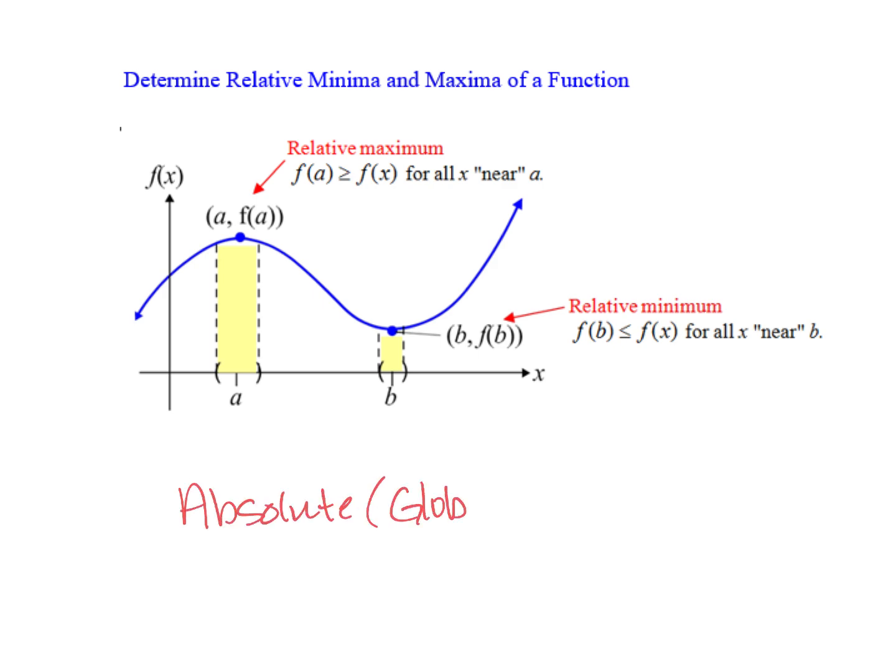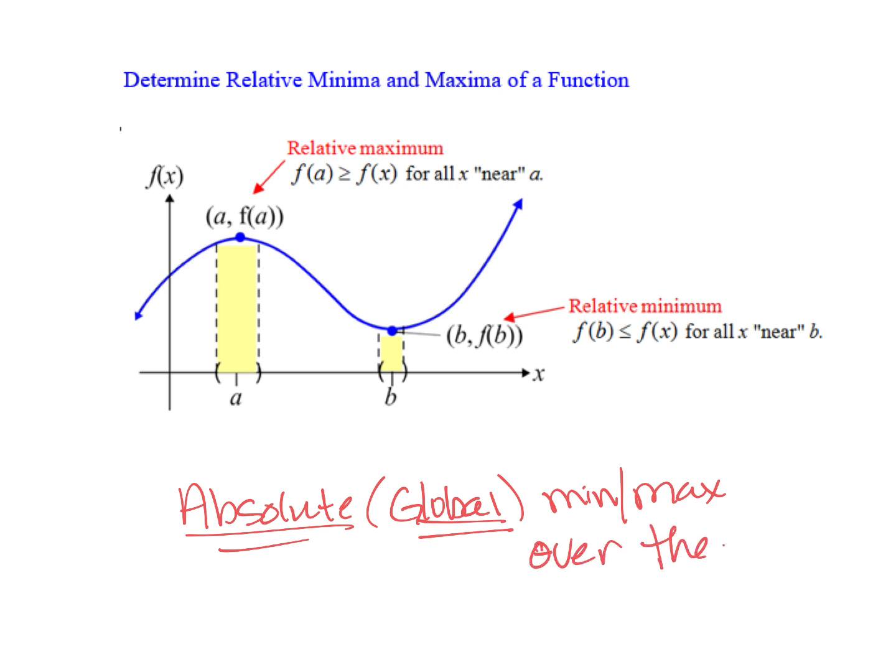Now, these are different from what we call absolute or global minimums and maximums. Absolute or global means over the entire graph. So if it is the absolute highest point or the absolute lowest point of the graph, that's the absolute or global minimum or maximum. The relative, or sometimes you'll hear them referred to as local, are those that we find over this smaller area. Lots of times these are going to be our turning points. Every turning point is a relative minimum or maximum. So that's how you have to describe them.